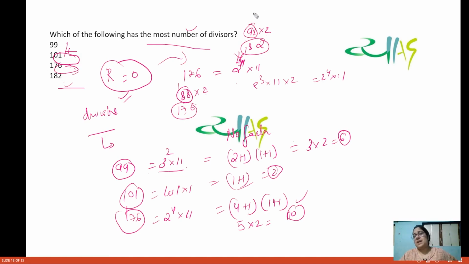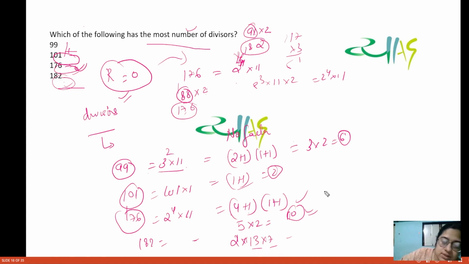Whether 91 is a prime number or not. Basically, we are not getting 91 at most places. Seven 3s are 21, you will get only 51. So 91 is not prime; you have 91 into 2, so you will get 2 into 13 into 7.